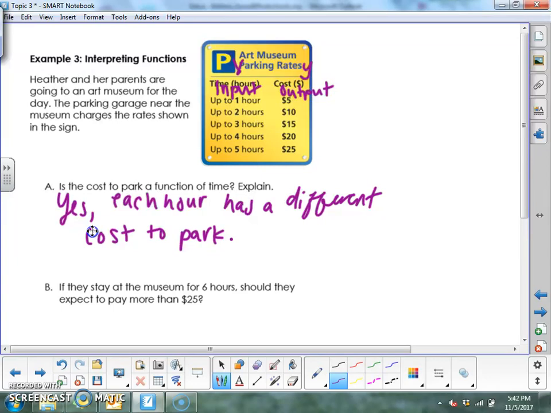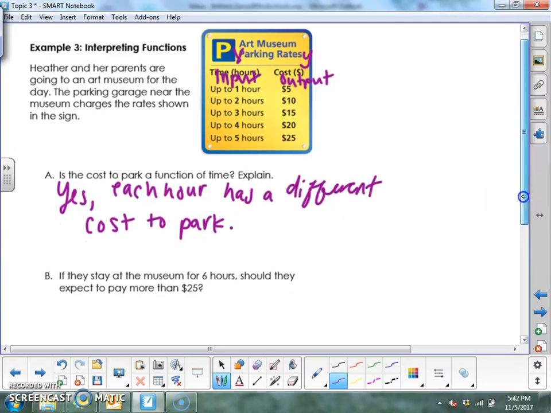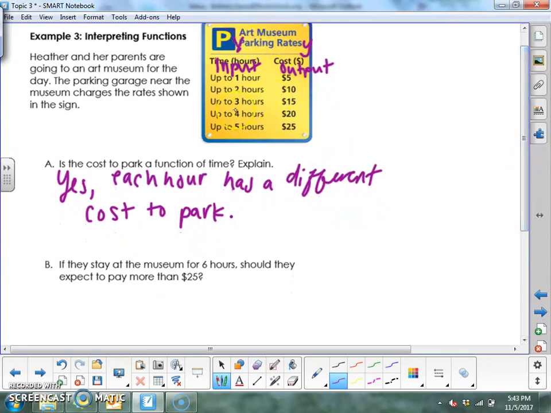If they stay at the museum for 6 hours, should they expect to pay more than $25? If you're looking at the pattern that's happening, you can see that as the time increases, so the longer you're parking at this museum, you also notice that the prices are going up. So based on the information that's given, they can expect that they're going to pay more than $25 because they're going to be parking there for a longer time. So this function, you can kind of see, is increasing as the time increases. So yes, you can say as the time increases, so does the cost.